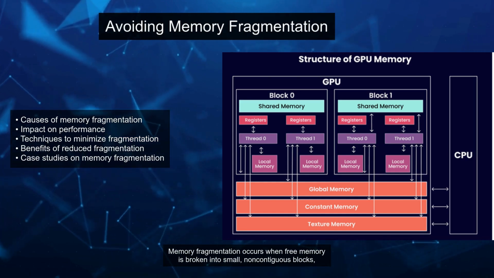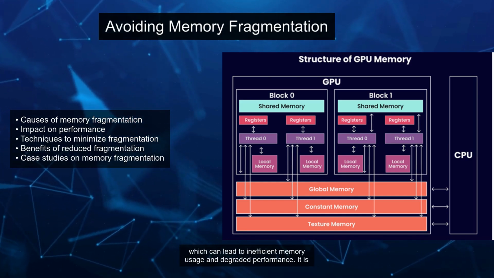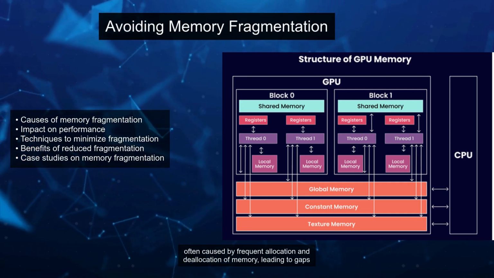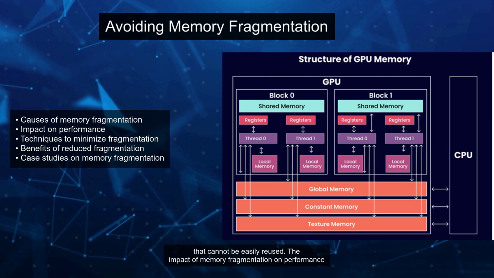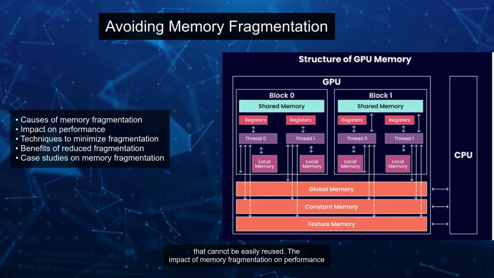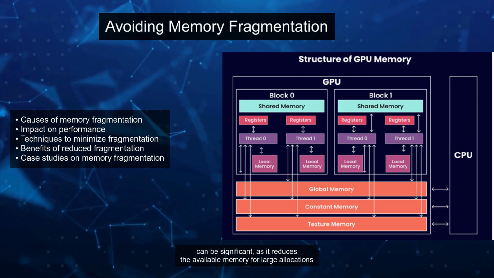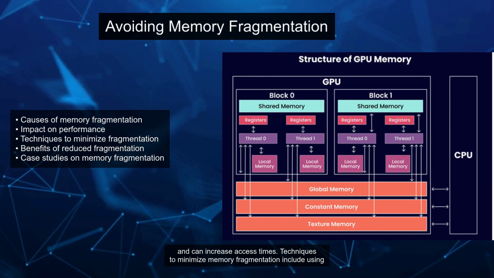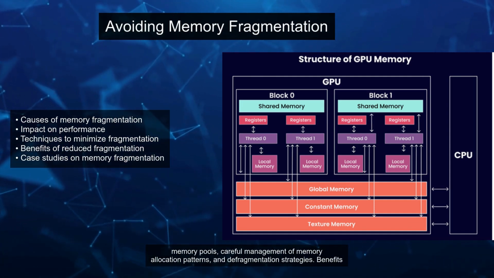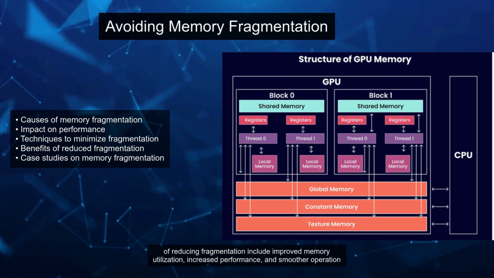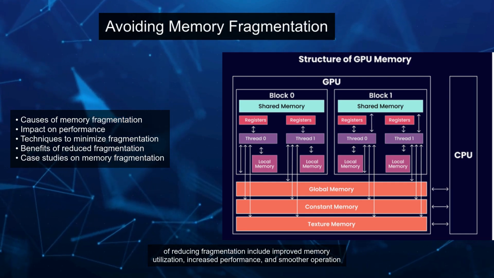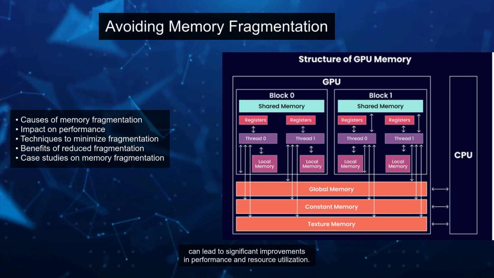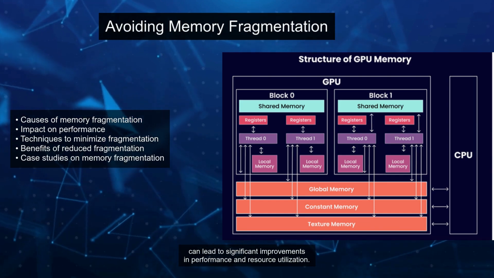Memory fragmentation occurs when free memory is broken into small, non-contiguous blocks, which can lead to inefficient memory usage and degraded performance. It is often caused by frequent allocation and deallocation of memory, leading to gaps that cannot be easily reused. The impact of memory fragmentation on performance can be significant, as it reduces the available memory for large allocations and can increase access times. Techniques to minimize memory fragmentation include using memory pools, careful management of memory allocation patterns, and defragmentation strategies. Benefits of reducing fragmentation include improved memory utilization, increased performance, and smoother operation of machine learning applications. Case studies have shown that addressing memory fragmentation can lead to significant improvements in performance and resource utilization.